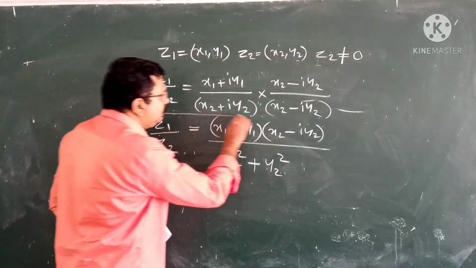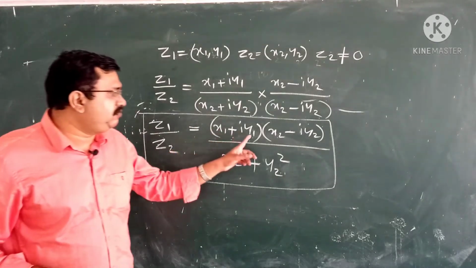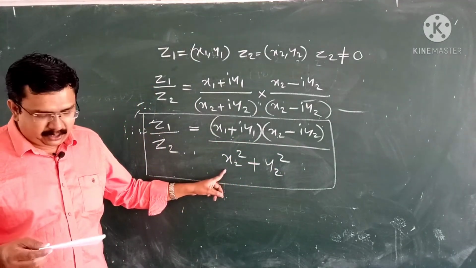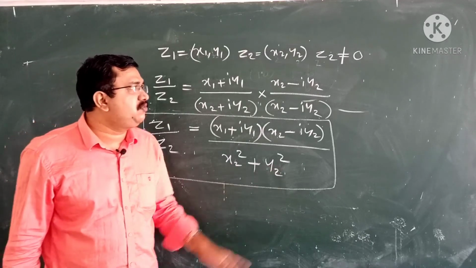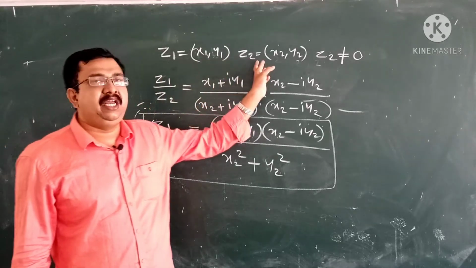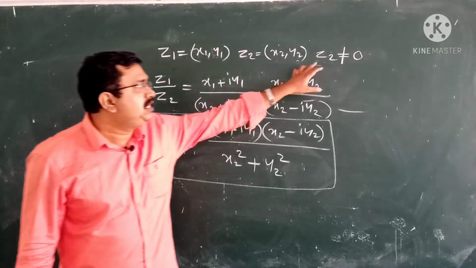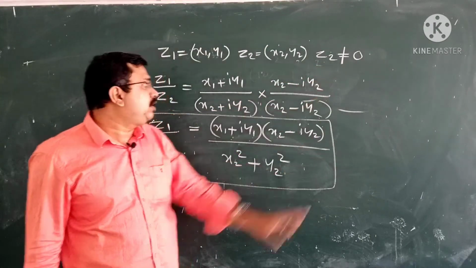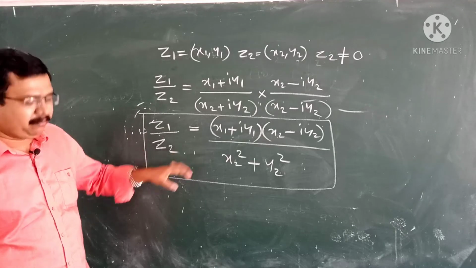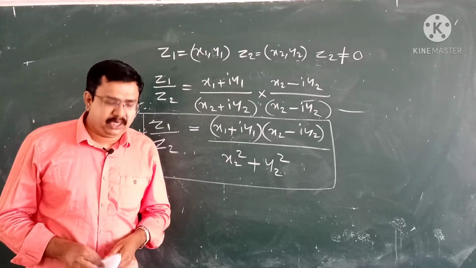Very important. Our equation is (x1 plus iy1) into (x2 minus iy2) divided by (x2 square plus y2 square). Remember that here z1 is (x1, y1) and z2 is (x2, y2). Another important thing is that z2 is not equal to 0. Therefore, z1 by z2 can be calculated using this equation. Okay, please write it down in your notebook.